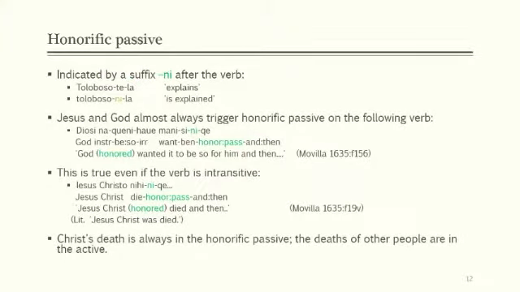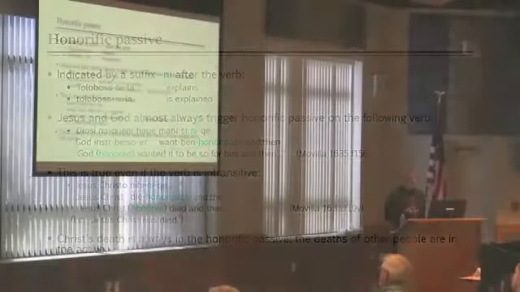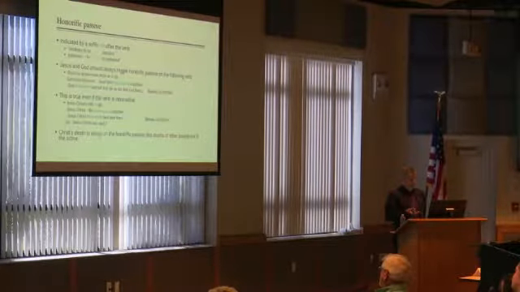The third marker of honor in Timucua is a special use of the passive suffix ni. So there is an ordinary ni, passive. So we get a lot of examples in the text of contrast between active and passive verbs. So for example, Tolobosotela means explains. Tolobosonila means is explained. Okay?